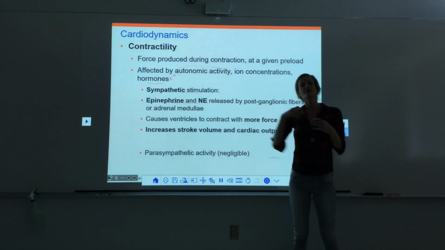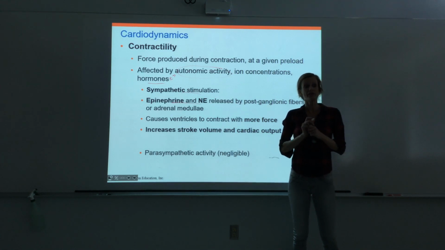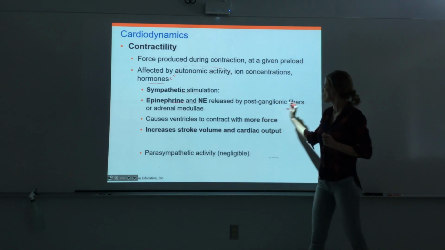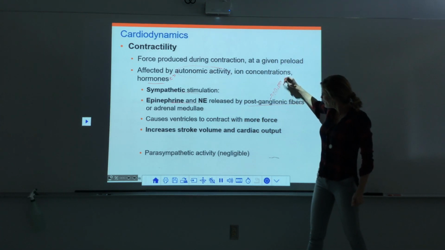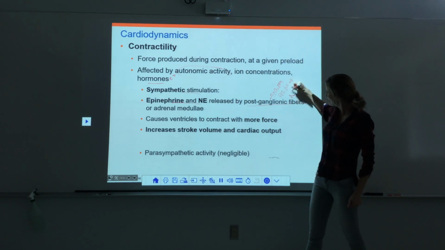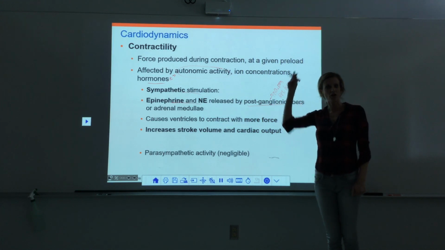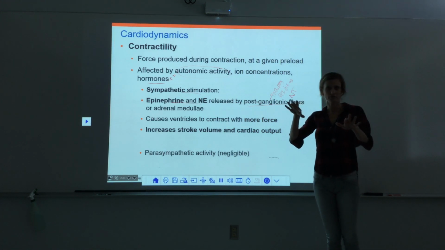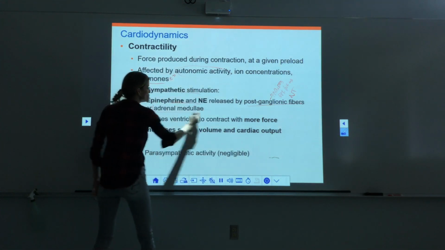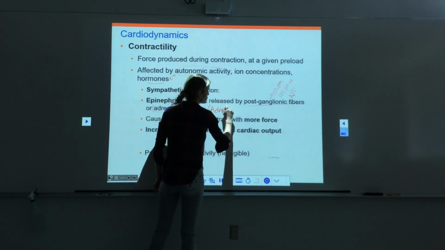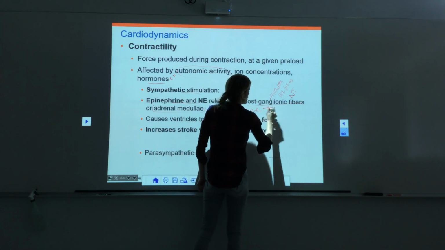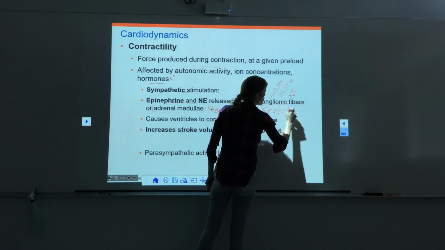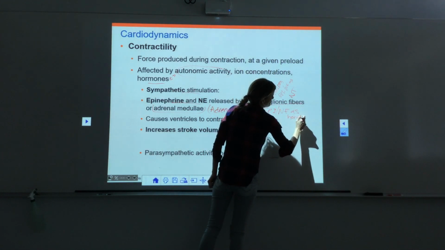And we can release epi and norepi in a couple different ways. We can release them as neurotransmitters. Okay, so the postganglionic fibers, the neurons, right, can release the epi and norepi as neurotransmitters, right? From the neuron across the synaptic cleft, that's how it's working. Or the adrenal medulla, which is part of the adrenal gland, releases epi and norepi as hormones.